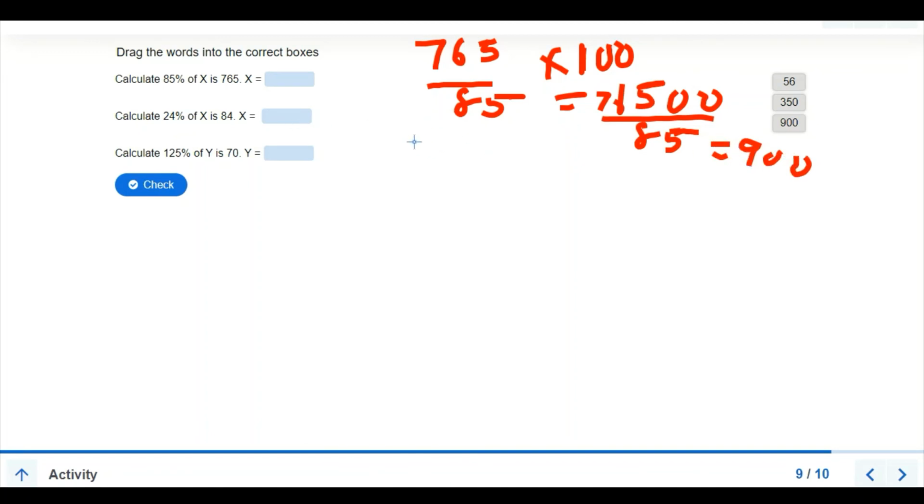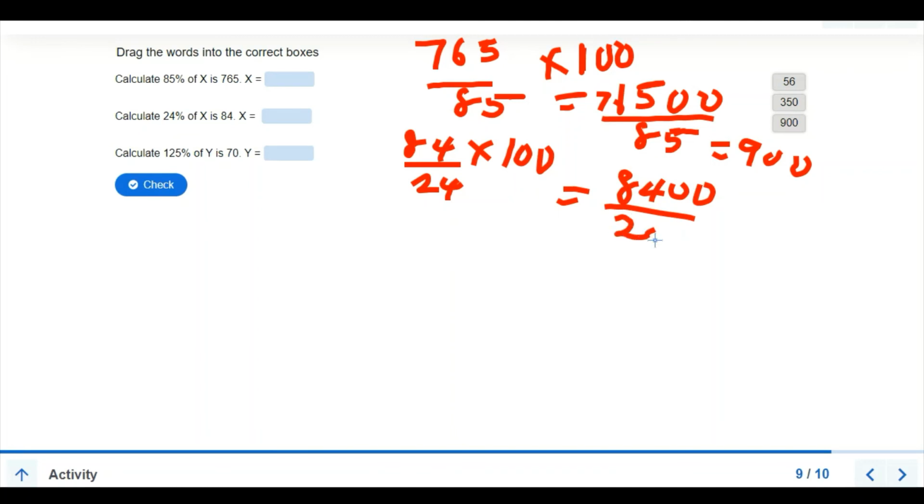Let's look at the second one. It's going to be 84 over 24, then we multiply by 100. So 84 times 100 is going to give us 8,400 divided by 24. If we divide that by 24, our answer is going to be 350.